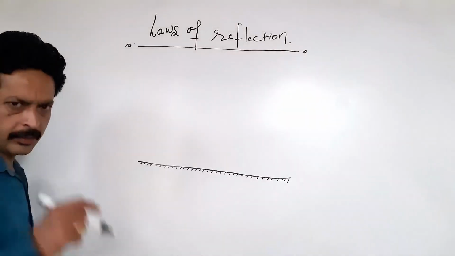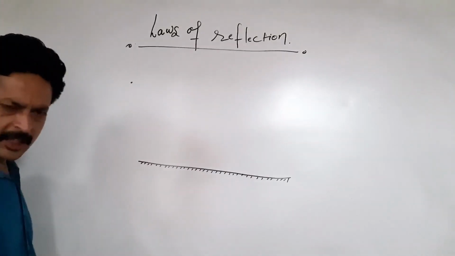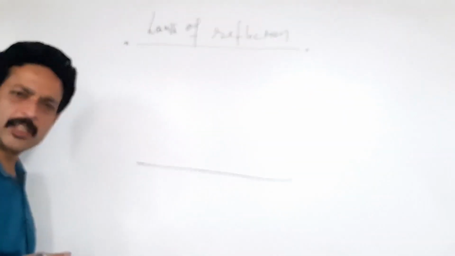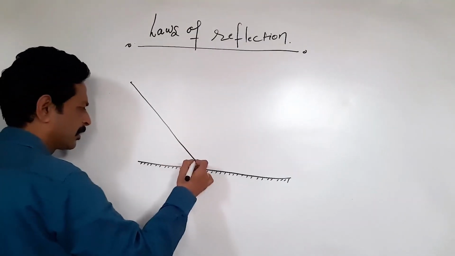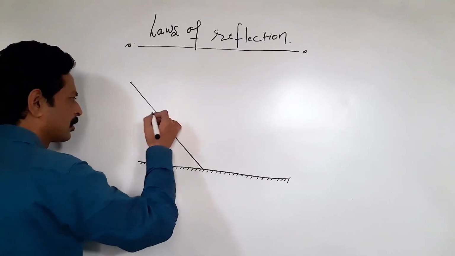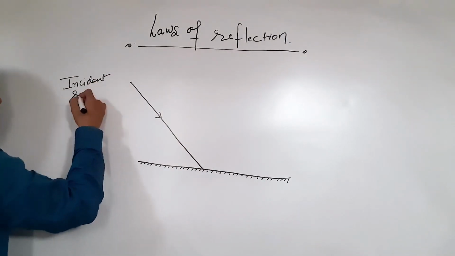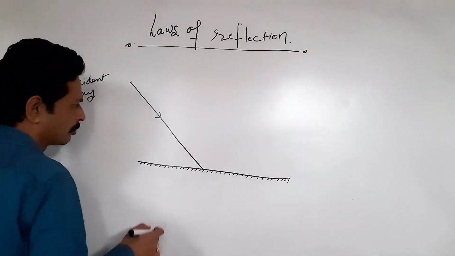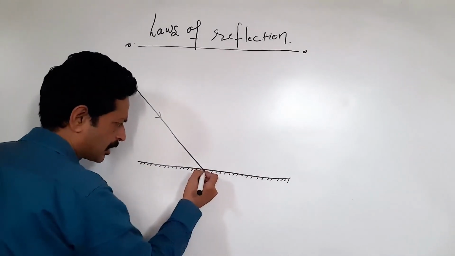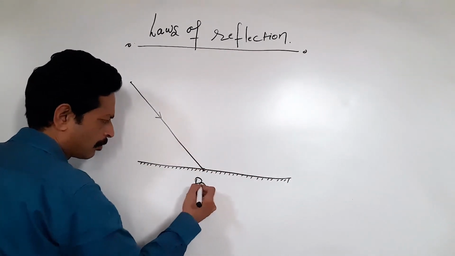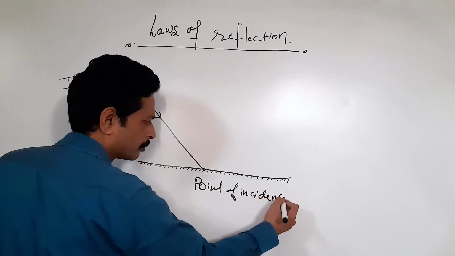Now, for the laws of reflection. Suppose this is one ray of light which is coming from any source of light. Now, this is a ray of light like this. This is called the incident ray. Okay. This incident ray has struck the mirror at this point. This is called the point of incidence. Okay.